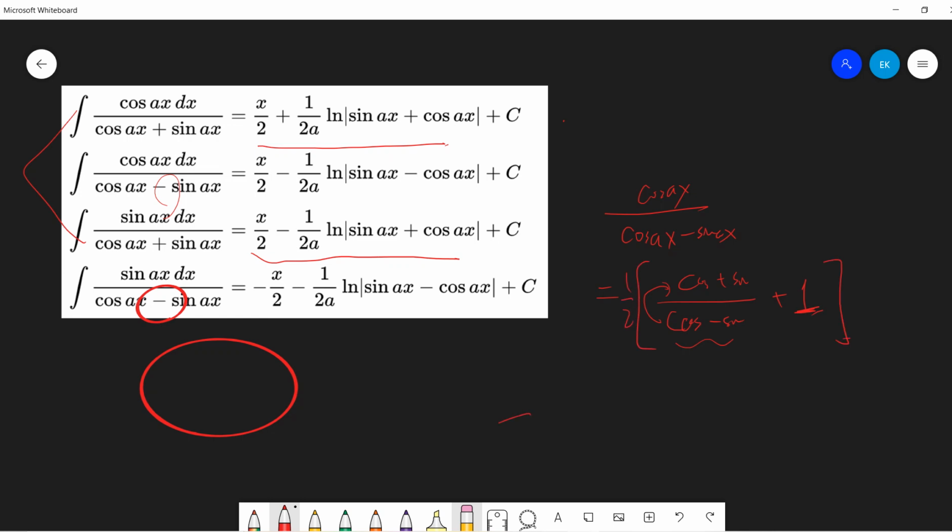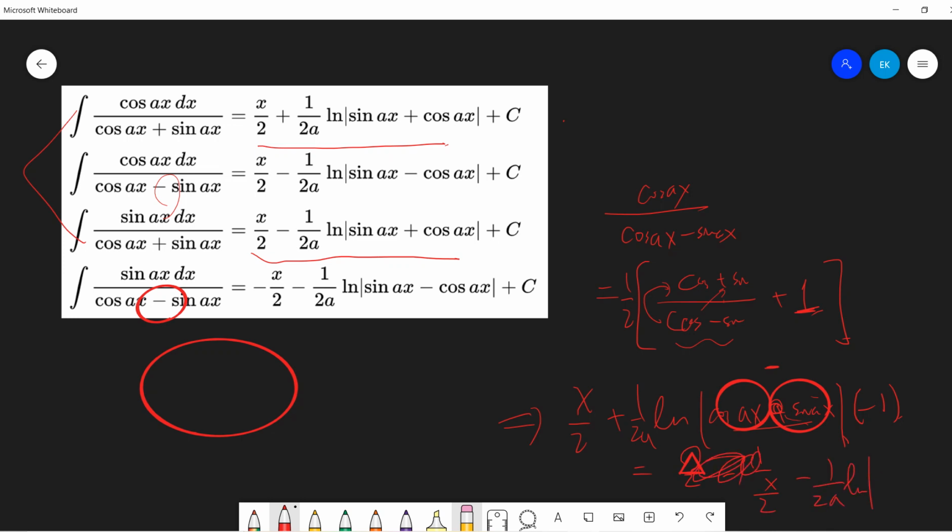Okay, so we do the differentiation, we do the integration, we get x plus ln cosine ax plus sine ax. But notice that the cosine differentiation is minus sine, right? And the sine differentiation is cosine, so there is a minus sign here. So we get this one, x over 2 minus 1 over a ln cosine ax minus sine ax. Sorry, minus sine ax. So we get this one. Okay, that's it, and I will see you guys in the next videos.